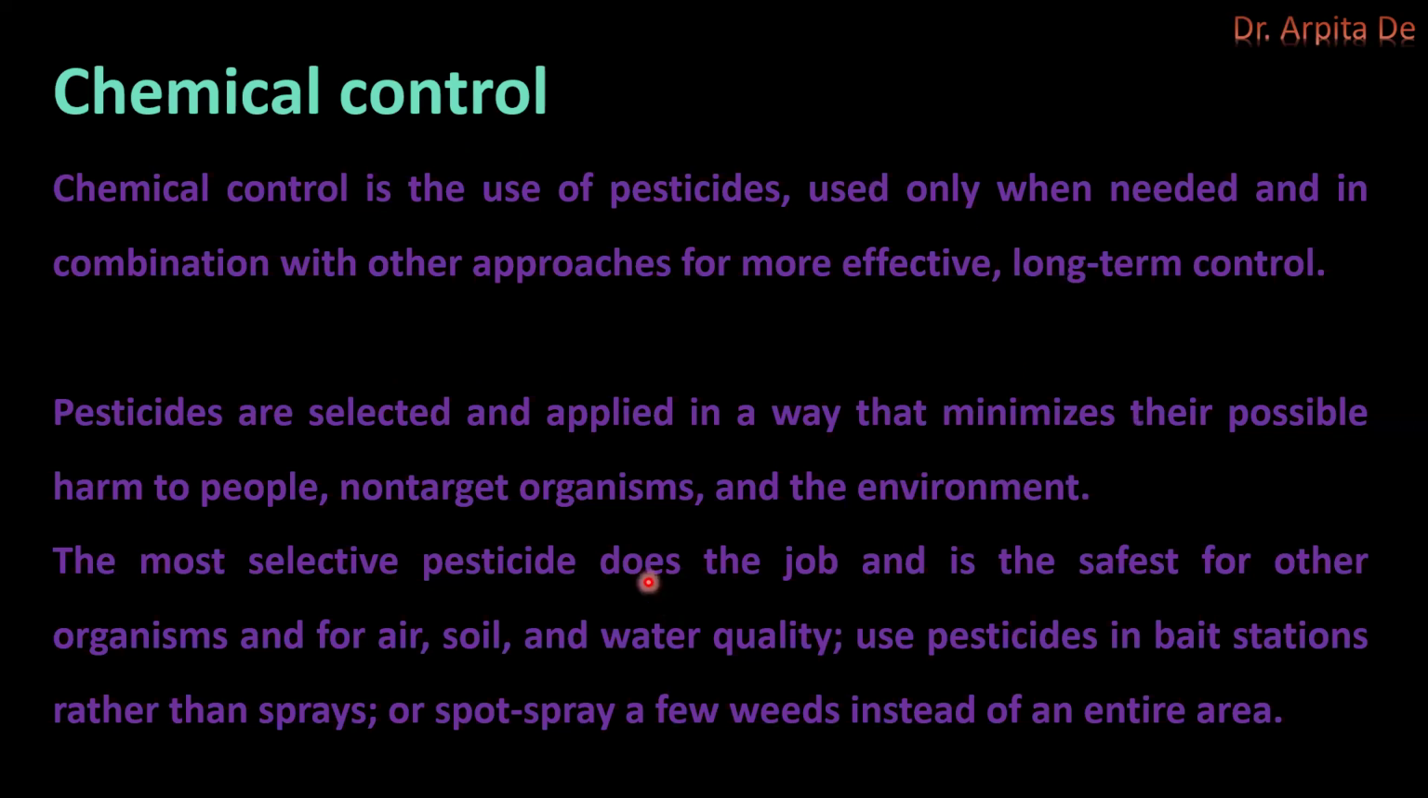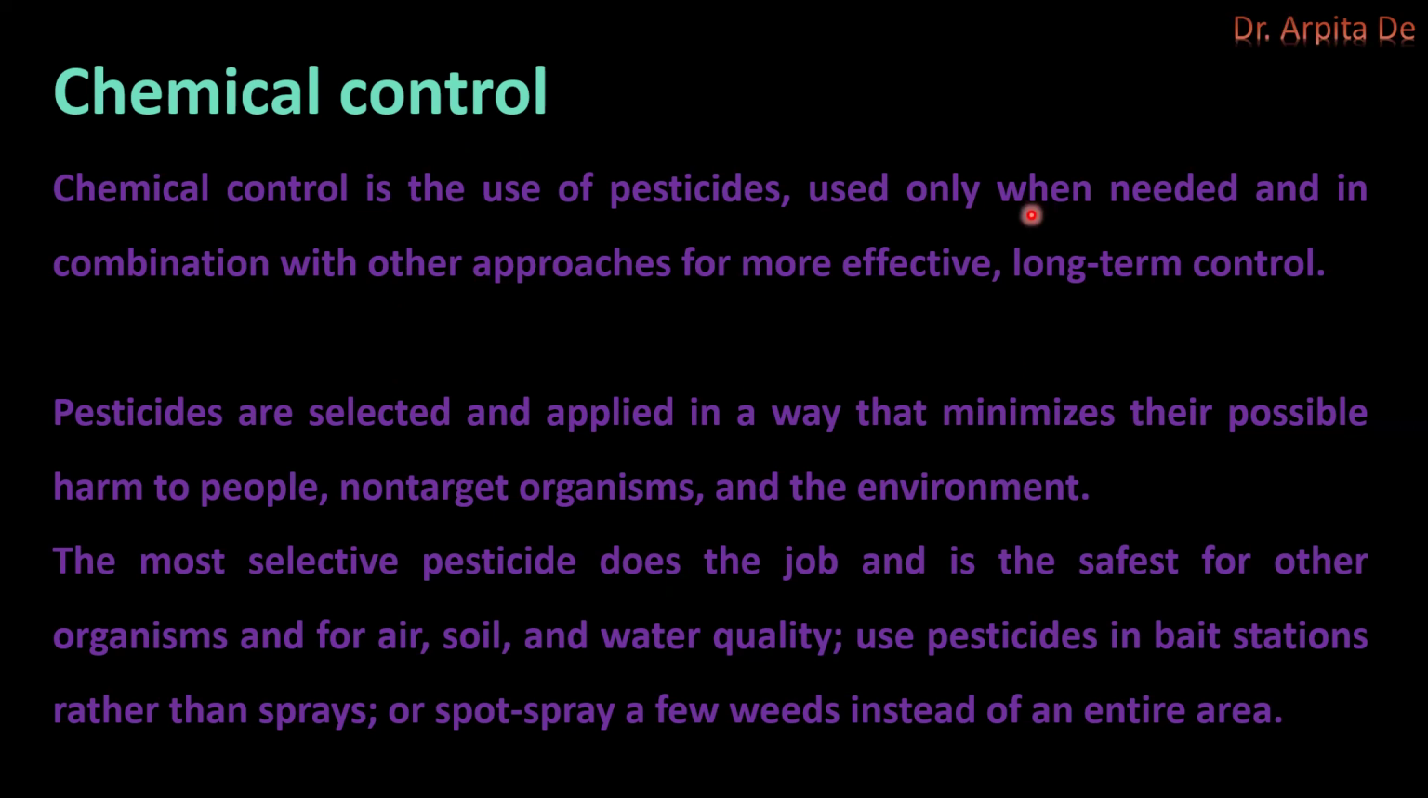Now coming to chemical control. Chemical control is the use of pesticides or chemicals that are toxic to the pest. Used only when needed and in combination with other approaches for more effective long-term control. This is an important line. See, used only when needed.